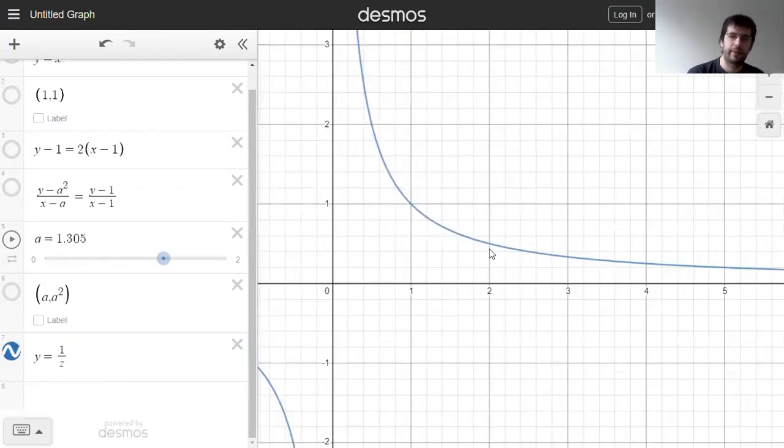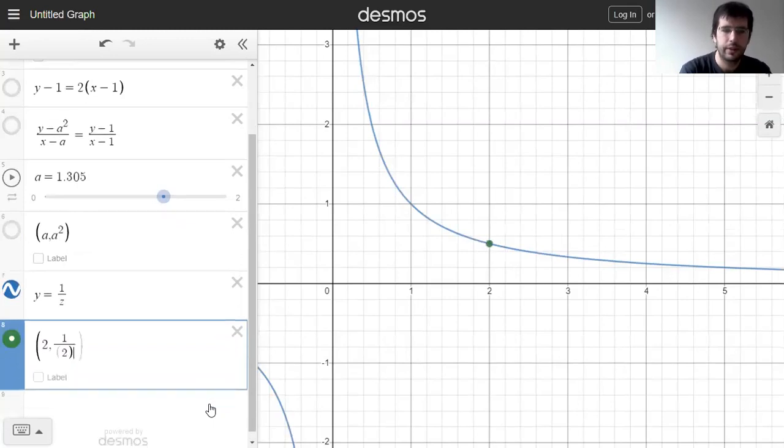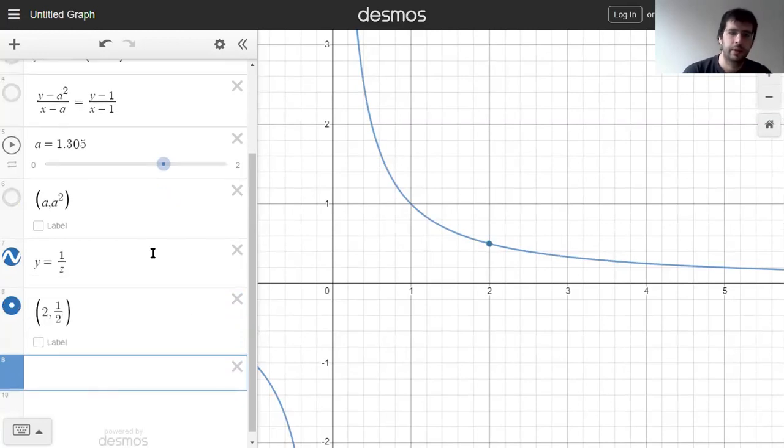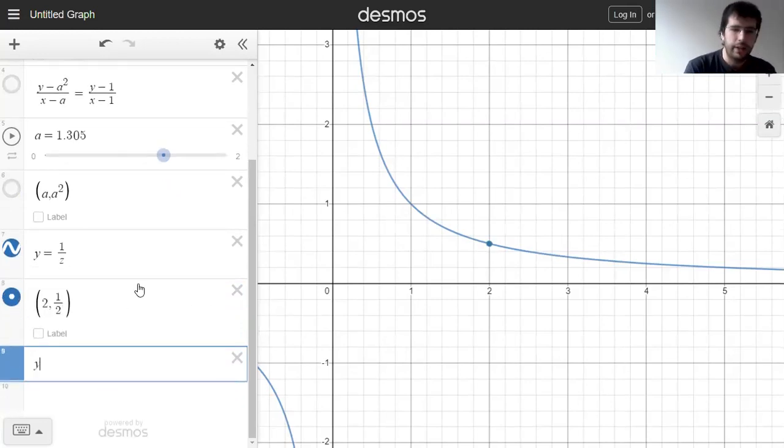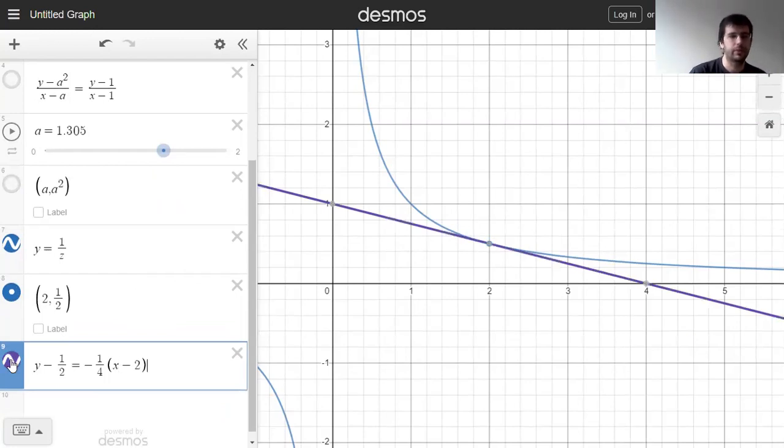So what I said is that the slope through here was supposed to be negative 1 fourth through here. My face is covering the formulas. And the equation I just wrote is y minus 1 half equals, and then the slope was negative 1 fourth, and then the x-coordinate was 2. Oh, that looks so tangent. I'm so happy. We did it.